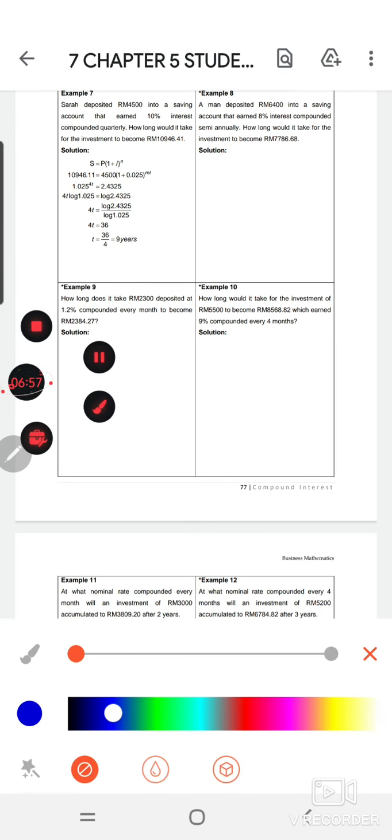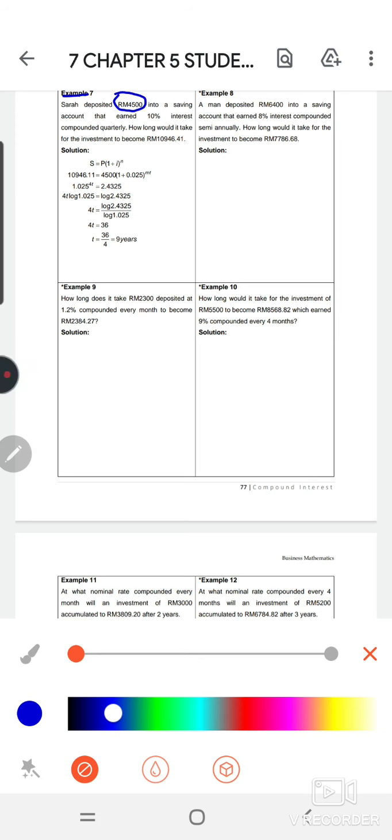Okay, next. Example 7, Sarah deposited RM4,500 into a saving account that earned 10% interest compounded quarterly. How long will it take for the investment to become 10,946.41? Okay, for example 7, first dia bagi nilai P. Dia kata dia simpan 4,500.